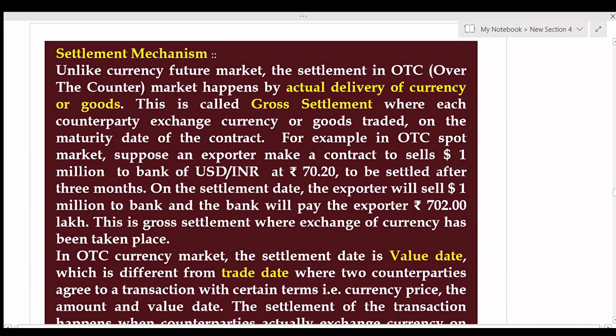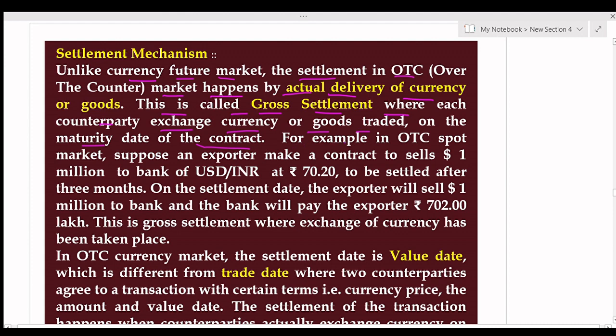Settlement mechanism. Unlike the currency future market, the settlement in the OTC (over-the-counter) market happens by actual delivery of currency or goods. This is called gross settlement, where each counterparty exchanges the currency or goods traded on the maturity date of the contract.